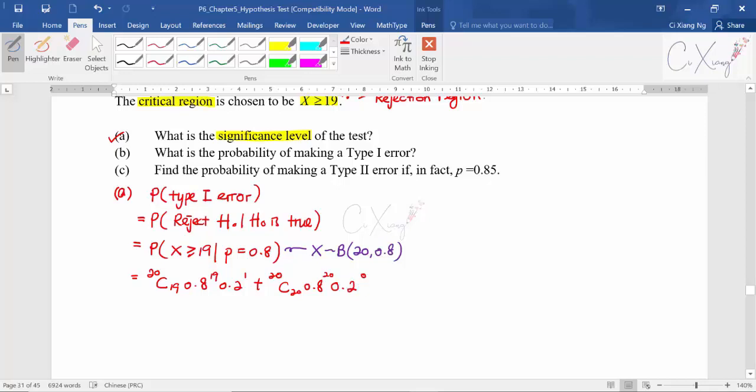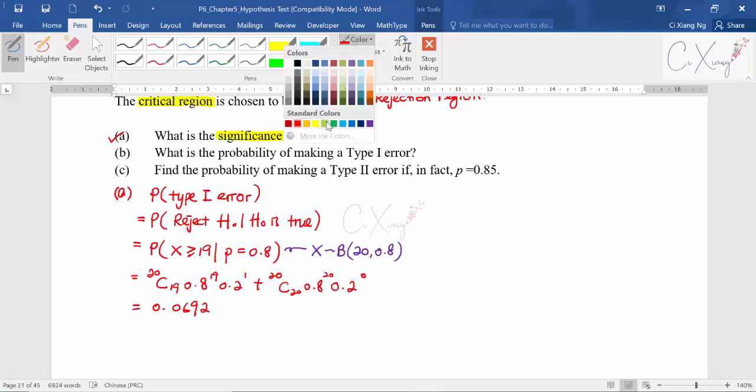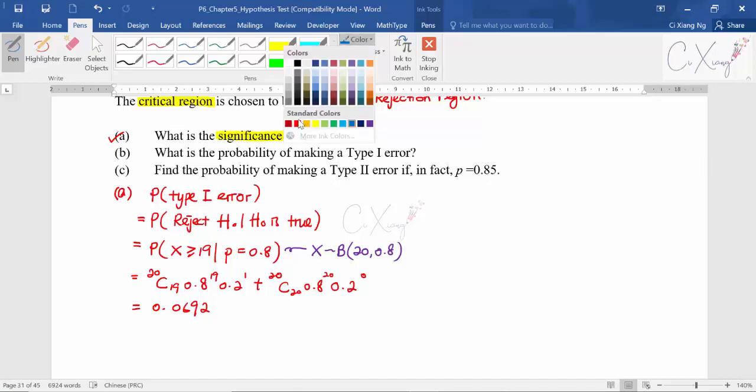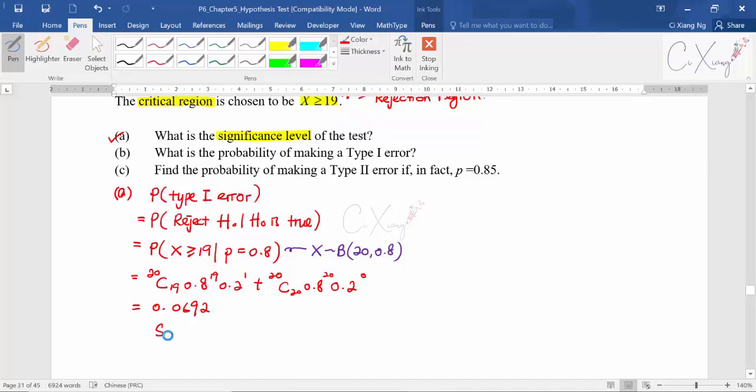Okay, then from here you will get 0.0692. Alright, so this is your type 1 error. To find out the significance level, you just recall back the result that we learned just now. Since we know that the probability of type 1 error should be smaller or equal to the significance level.